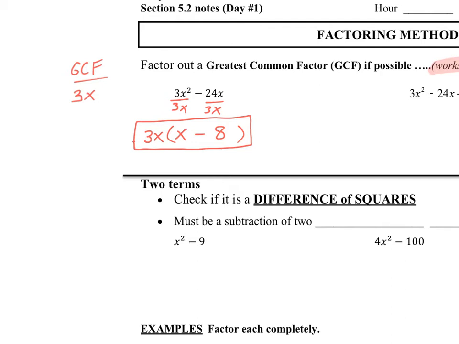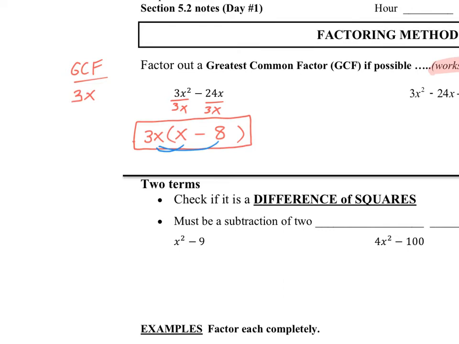Okay, and then I just want to show what this really is doing. It's like undoing distribution. So if you were to distribute, 3x times x is 3x squared. 3x times negative 8 is negative 24x. When you distribute, you should get right back to your original expression. That should happen, because factoring is like undoing distribution. So it's kind of a quick way to check to make sure you did it right. But this stuff in the blue, that's not part of your answer. It's kind of like a quick check. But your answer is 3x times x minus 8.